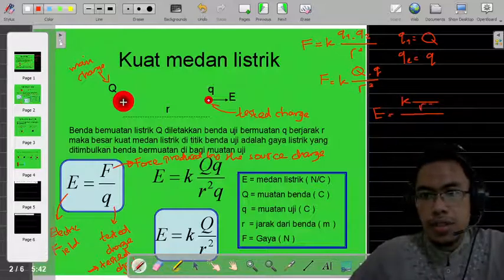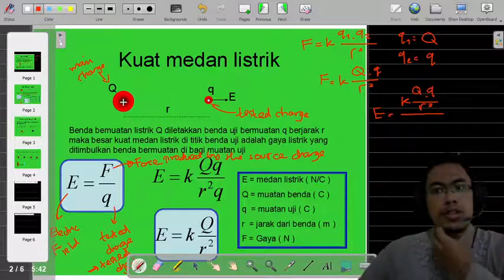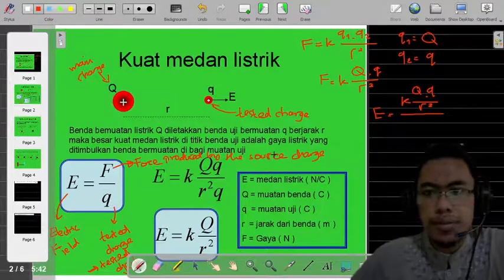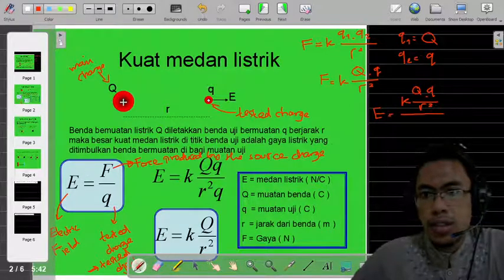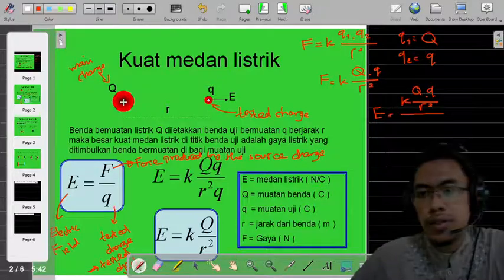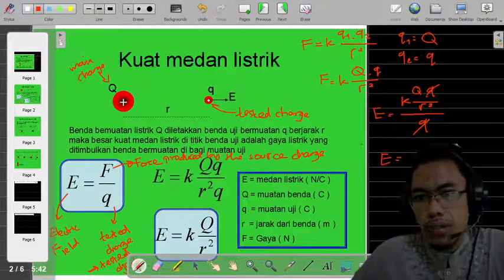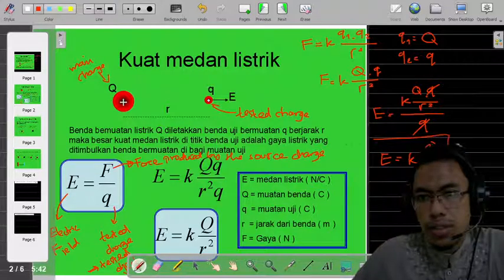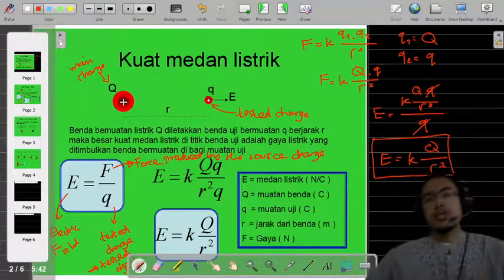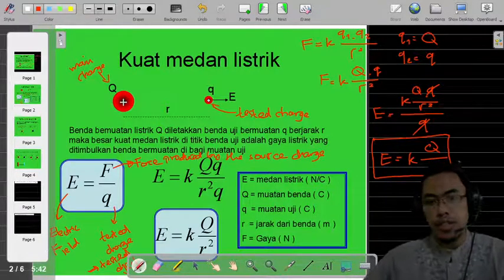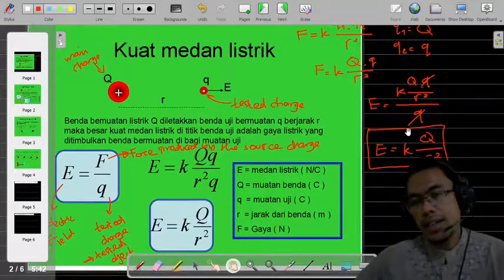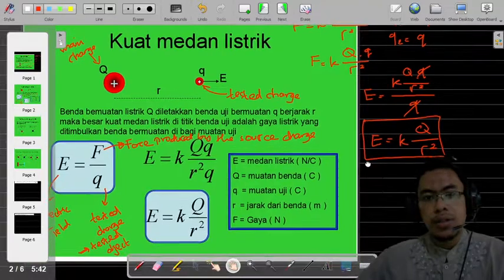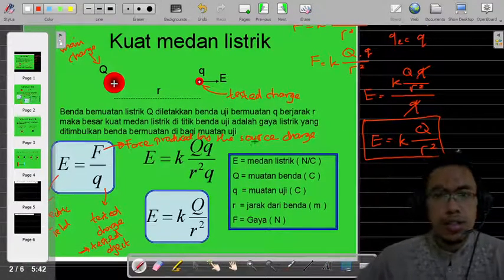K R square, big Q and small q, divided by the R square, divided by E F. This is E, this is F, and divided by Q, and we can eliminate this, so we got E equals K Q over R square. So this is the formula to calculate the electric field in a certain area from the main source, where the E is the electrical field.